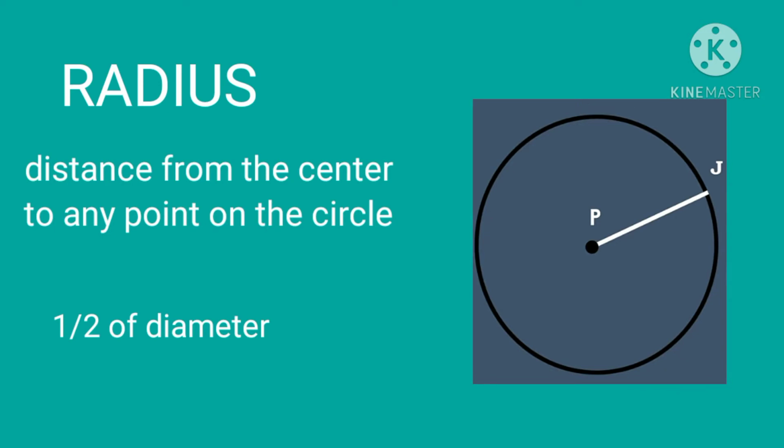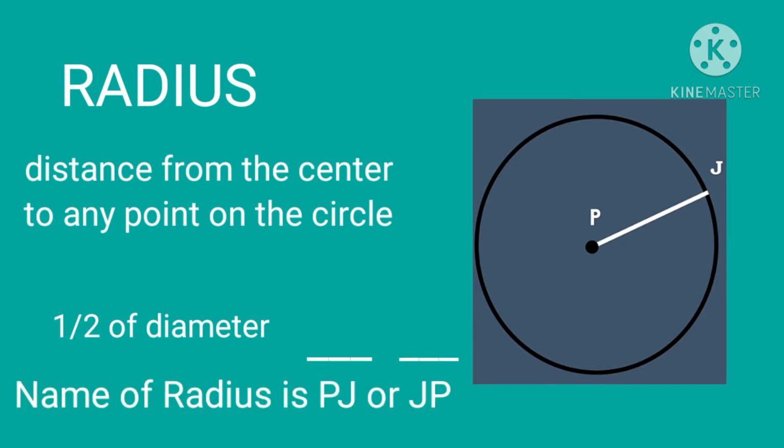The next part is radius. Radius is the distance from the center to any point on the circle, and it is always 1/2 of the diameter. The name of the radius is segment PJ or segment JP.